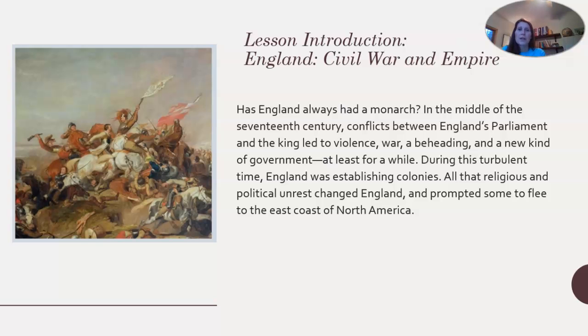So, our introduction. England, Civil War, and Empire. Has England always had a monarch? In the midst of the 17th century, conflicts between England's Parliament and the king led to violence, war, a beheading, and a new kind of government, at least for a while. During this turbulent time, England was establishing colonies.